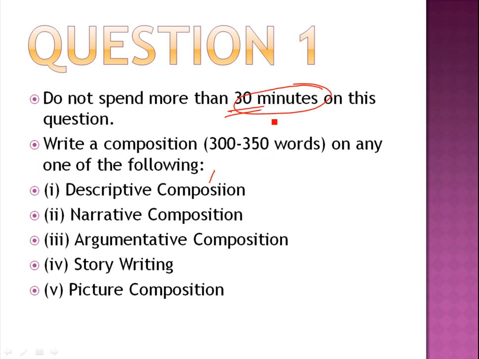So how do we do that? That's the first question. The first thing is, in the second instruction that is given, disregard the 350 words. Always remember, I have to write a composition of 300 words. Again, how do I do that?